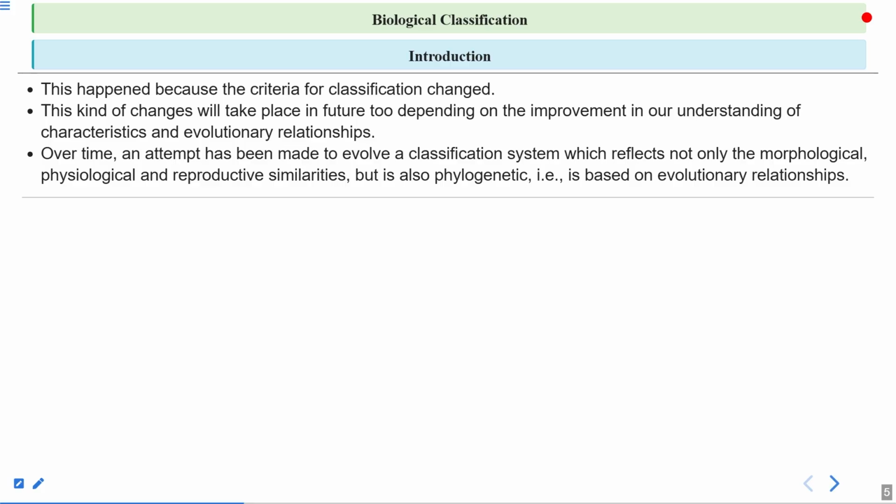Now, the modern classification system is based on morphological, physiological, and reproductive similarities, and it also includes evolutionary relationship. These are the basis of the modern classification system. They not only include morphological, physiological, and reproductive similarities, they also include phylogenetic, which means evolutionary relationship.